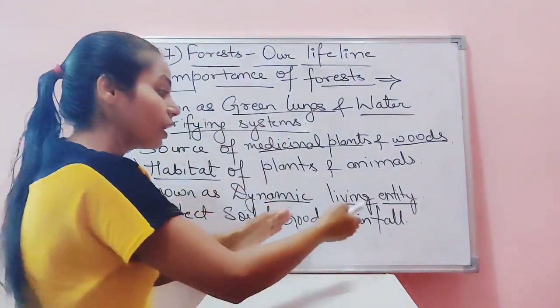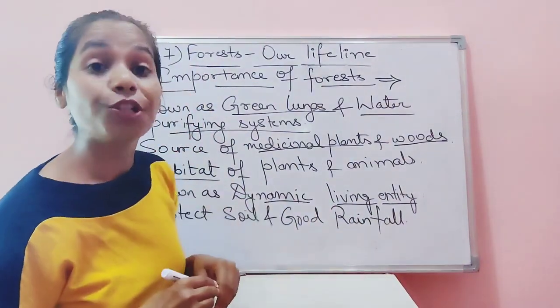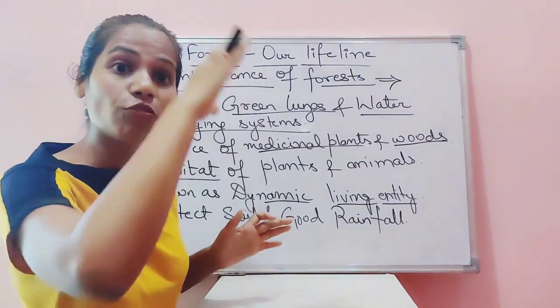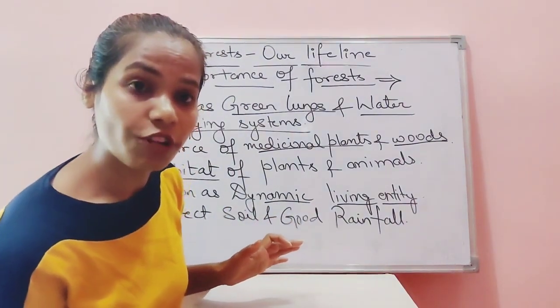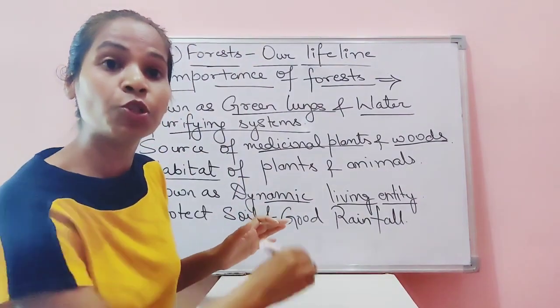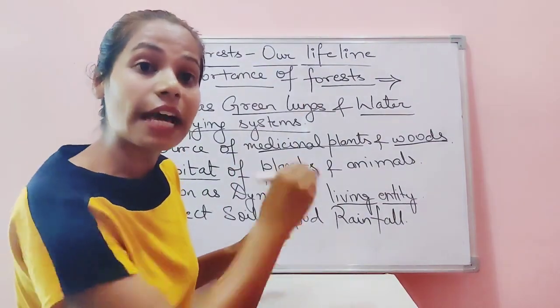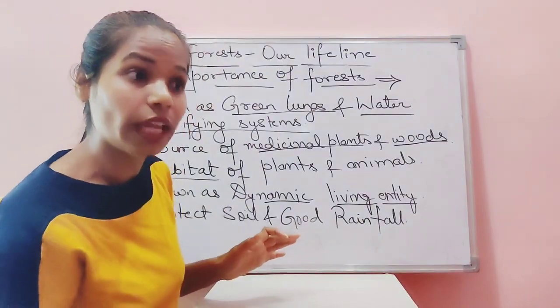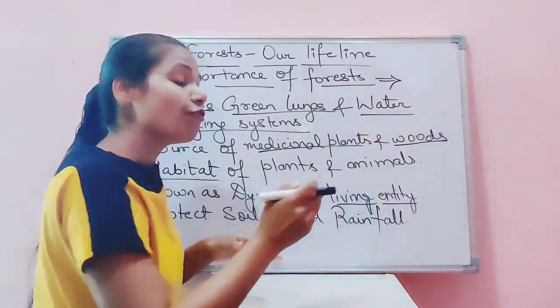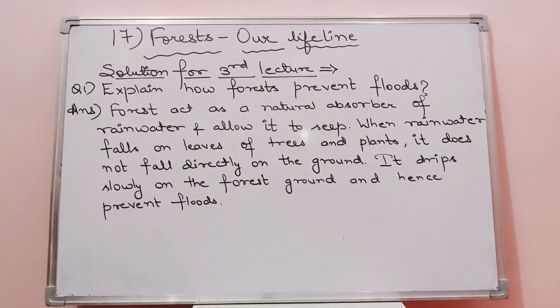Okay. It supplies good rainfall, children. Means, whenever a higher amount of plants and trees are found in any forest, you will find a very good rainfall because the revolution of water is happening in a continuous way. Okay, nothing is getting stopped. So, it provides a very good rainfall.